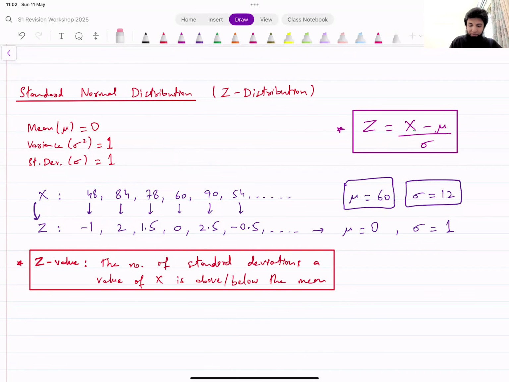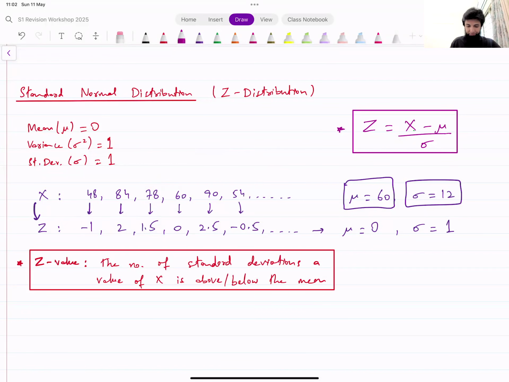Similarly, another value, for example, you've got 78 here. 78 is 60 plus 1.5 times the standard deviation. So this is 1.5 standard deviations above the mean. The z value turns out to be 1.5. So these values of z are representing the number of standard deviations you are above or below the mean. If you're above the mean, the z value would be positive. If you're below the mean, the z value would be negative. Now, keep that in mind. We'll refer back to this later on when we look at some of the more difficult questions.